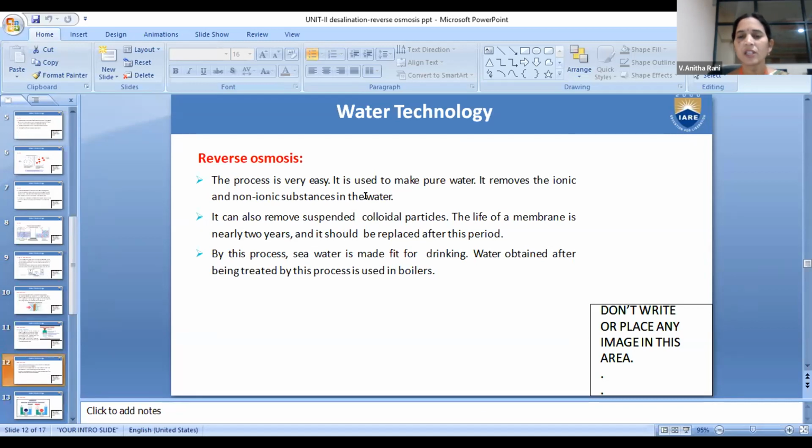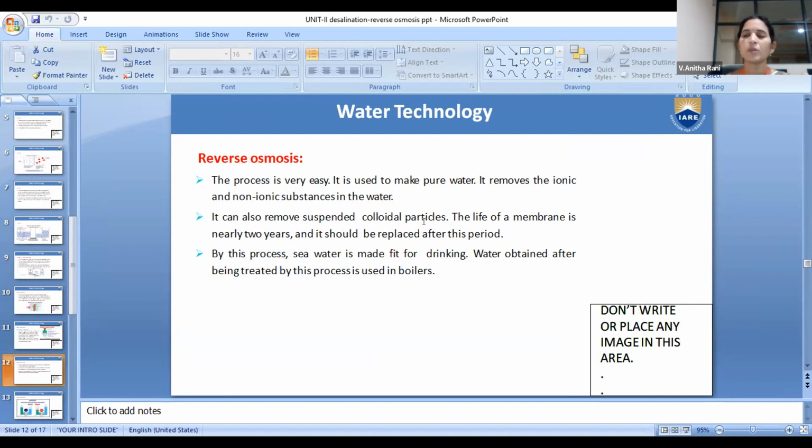So this process is very easy. We can get the pure water. It is used to make pure water. It removes the ionic and non-ionic substances in the water. It can also remove the suspended and colloidal particles present in water.